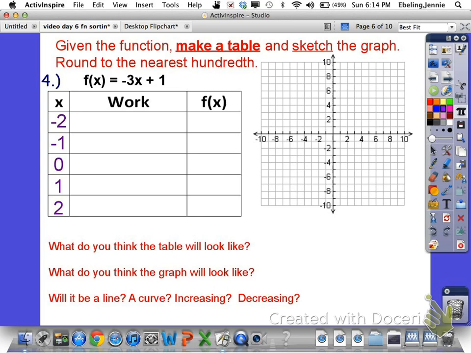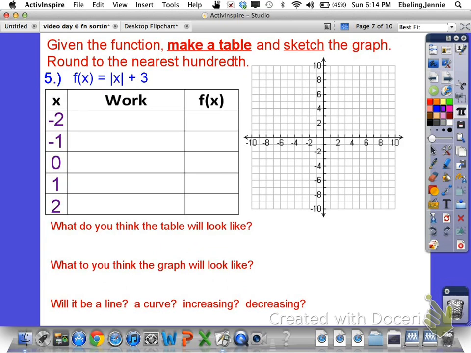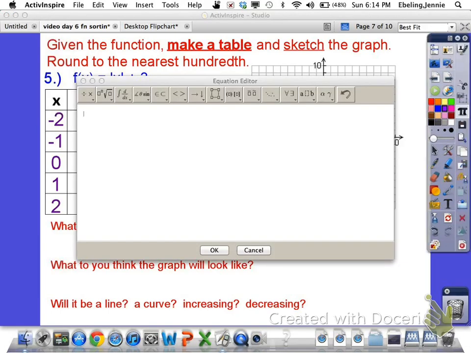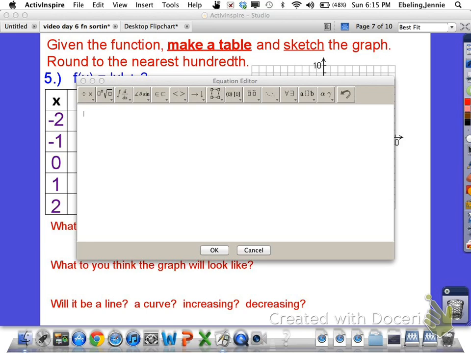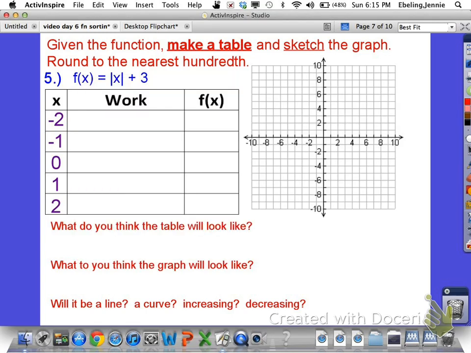The next one we want to look at has absolute values in it. What I'd like you to do is write this function down on your paper. Then I would like you to complete the table. So I want you to write the function number 5 down. I want you to put this table on your paper, and I want you to do all the work. Then I want you to turn it back on and check your work.